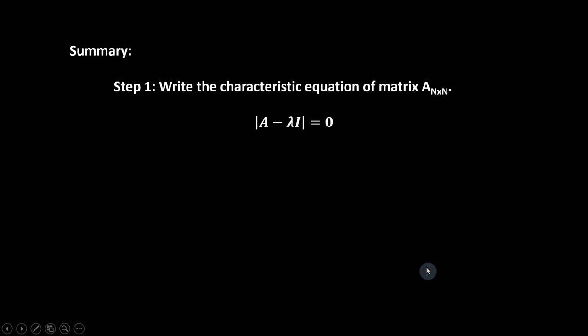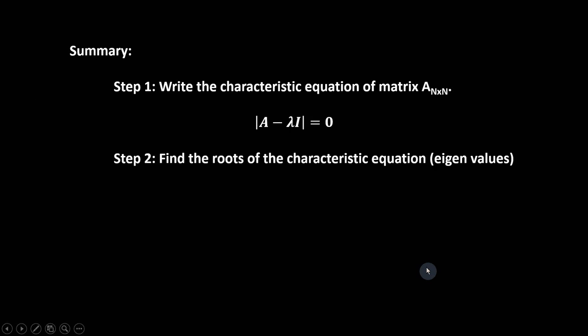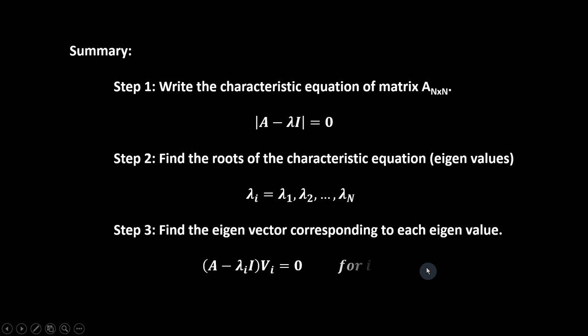Then, a summary of finding eigenvectors of the given matrix A. The first step is we need to write the characteristic equation of the given matrix A, and then we need to find out the total n number of roots for the given characteristic equation, and then for each value of lambda we need to find the corresponding eigenvector by using this formula. So finally, if the matrix is of size n by n, we will get n eigenvectors corresponding to the n eigenvalues.